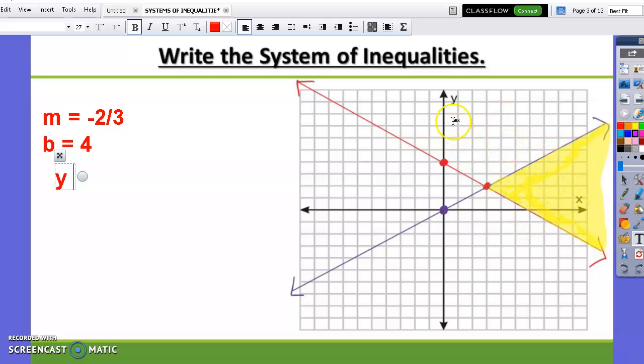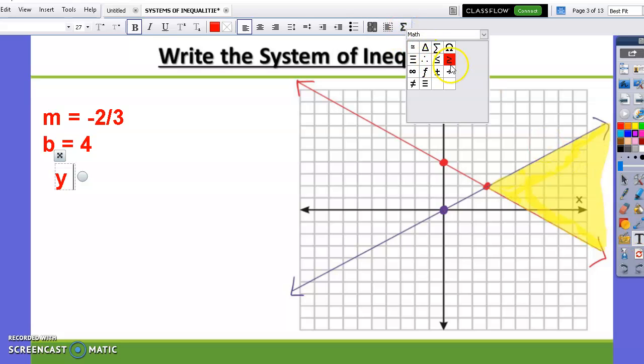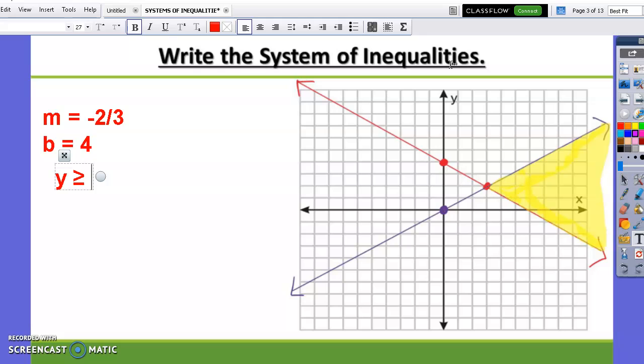Okay, this is only partial because this is where both of their shading would be intersecting. Okay, so this is a greater than because it's above the line, or equal to because this is a solid line. So instead of writing an equal sign here, you're going to insert your greater than or equal to symbol. And all you have to do now is fill in the blanks.